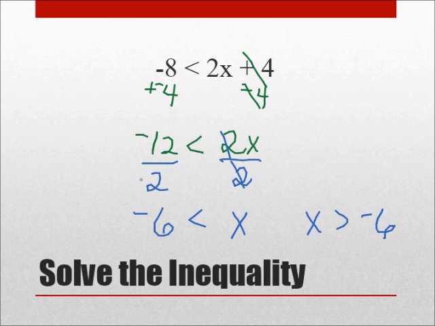Okay, now something that I want to point out here is that I did not switch this sign. Even though I have a negative over here, the sign switches only for the inverse operation. If this 2 would have been negative, then I would have switched the sign. But since this 2 is positive, this sign stays the same.